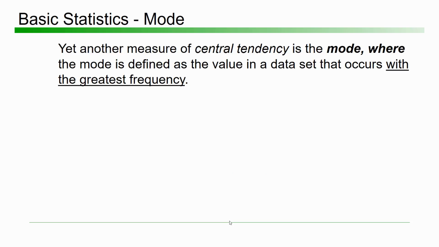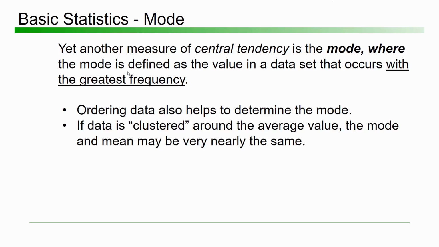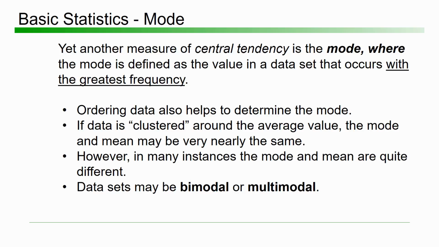Okay, so there's yet another way of measuring the central tendency, which means what's going on with the middle of a population, is the mode, which is you're trying to count up what is the value that occurs the most often, so with the greatest frequency. Ordering the data from lowest to highest is another thing that helps you identify the mode because all of the like numbers occur at the same time. So that just makes it a bit easier to count them. Now, if the data is around the average, then the mode and the mean may be exactly the same. But there are some times where the mode and the mean are pretty different.